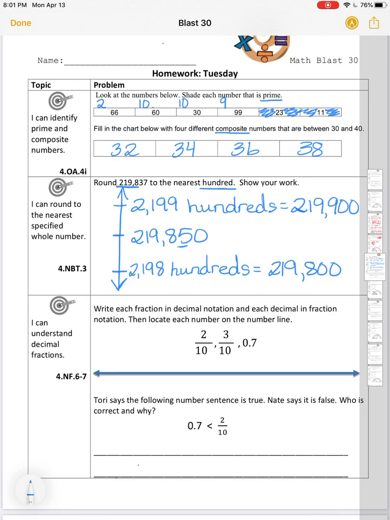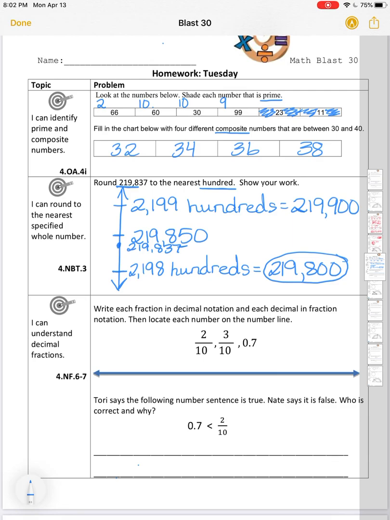Now I need to place my number on the number line. 219,837, I'm going to say, should go about here. And now I can round my number because I know that any number that lies below the midpoint will round down, and numbers that are at or above the midpoint will round up. So our number is going to round to 219,800.